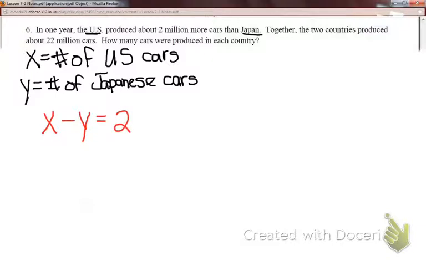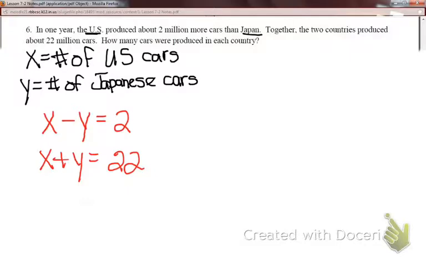Now, I don't need to write 2 million out with all those zeros. Since both of the numbers in this problem were given in millions, I can just use the 2, and at the end, just remember that these are millions. So the difference of what they produced is 2 million. But together they produced 22 million, and together means add. So x plus y equals 22 million.